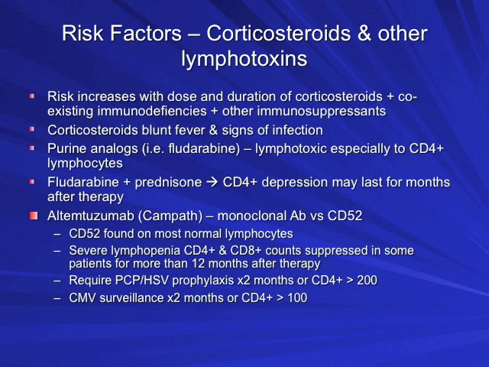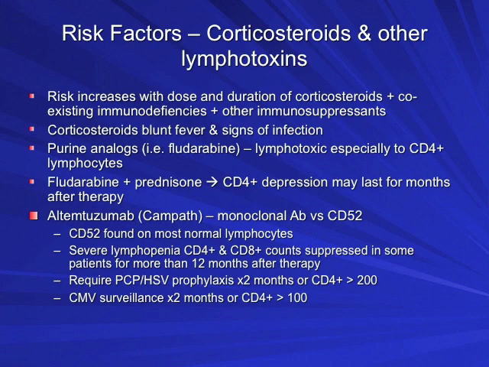Also, some of our cancer chemotherapeutic agents, such as fludarabine, the purine analogs, are lymphotoxic, especially to the CD4 positive lymphocytes, the helper lymphocytes. And if you take fludarabine and you combine it with prednisone, you can have a CD4 depression, which can last for months after therapy, making these patients similar to an AIDS patient in terms of their infectious risk.